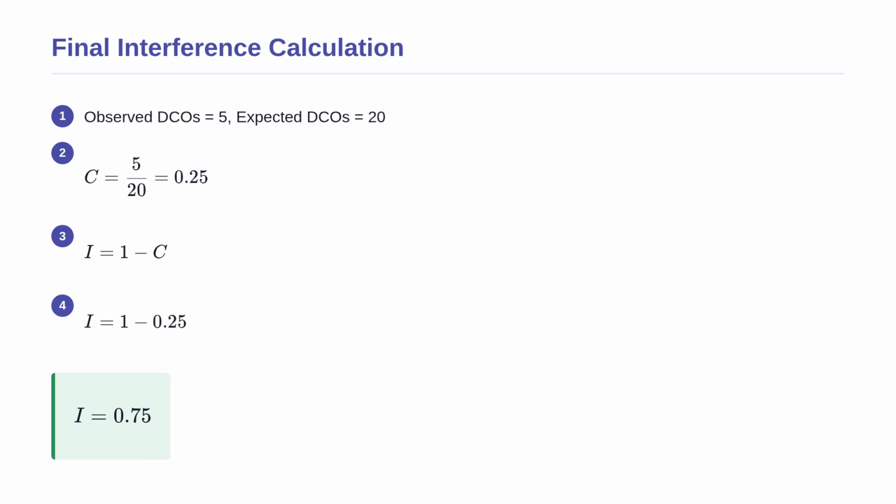To find the interference, we subtract this coefficient from 1. 1 minus 0.25 gives us a final interference value of 0.75. Once again, the physical presence of one crossover reduced the occurrence of a second nearby crossover by 75%.